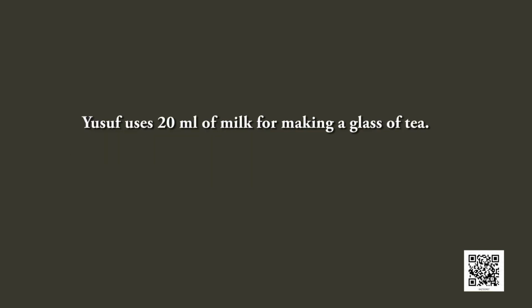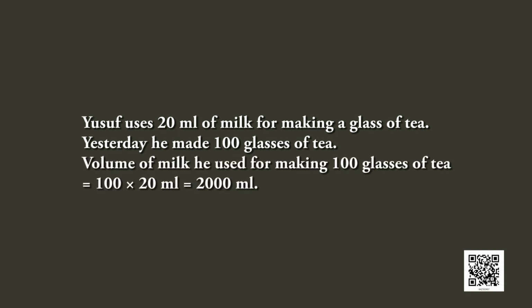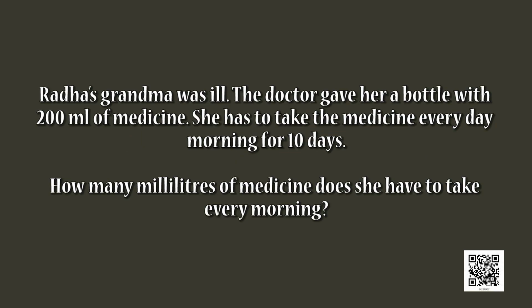Yusuf uses 20 milliliters of milk for making a glass of tea. Yesterday, he made 100 glasses of tea. Volume of milk he used for making 100 glasses of tea is equal to 100 into 20 milliliters, that is equal to 2000 milliliters.